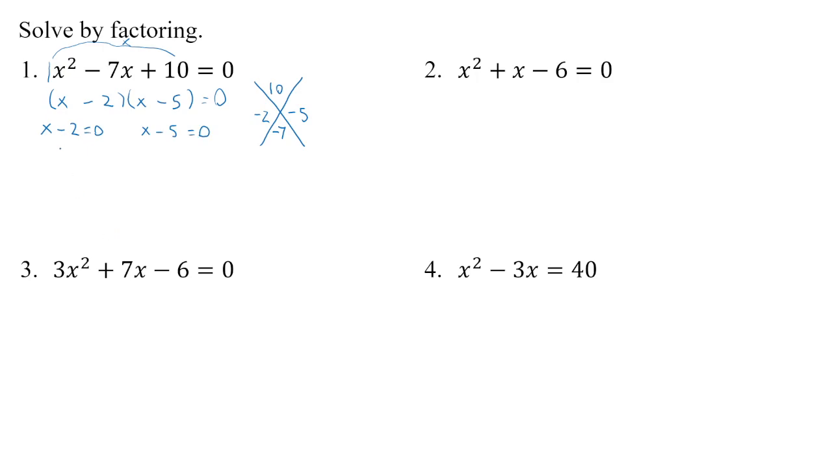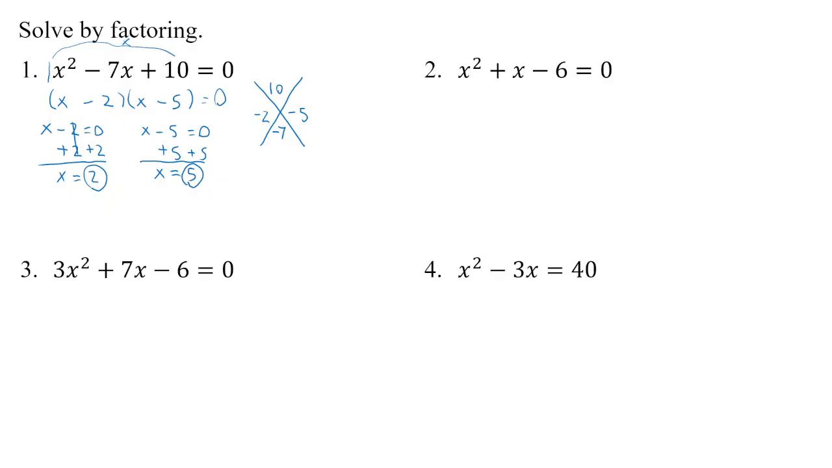We're going to solve the first one. You add 2 to both sides, and you have x equals 2. We're going to solve the second one. We're going to add 5 to both sides, and you have x equals 5. Therefore, your two solutions are 2 and 5.